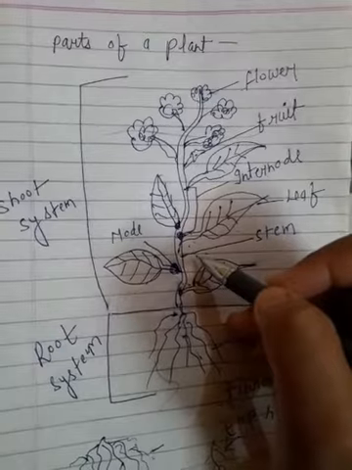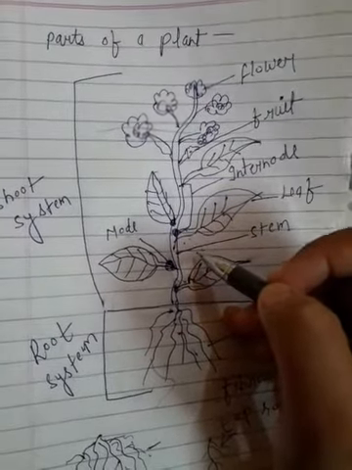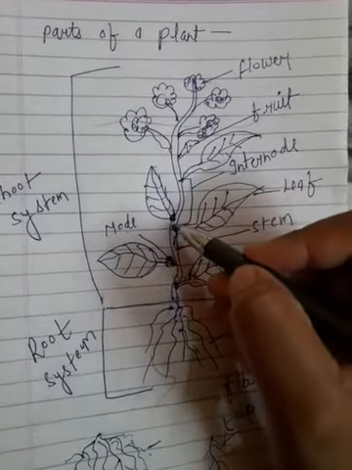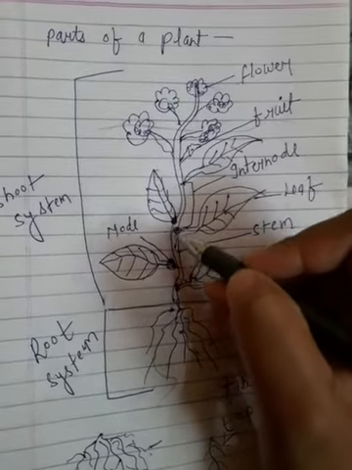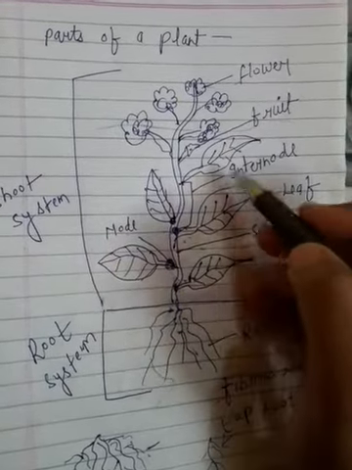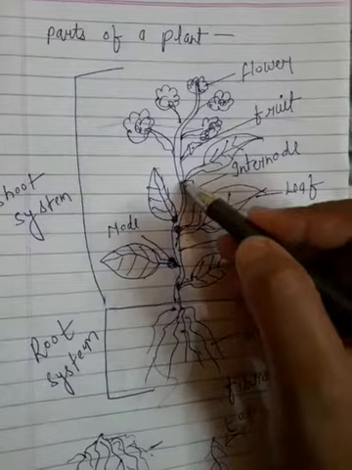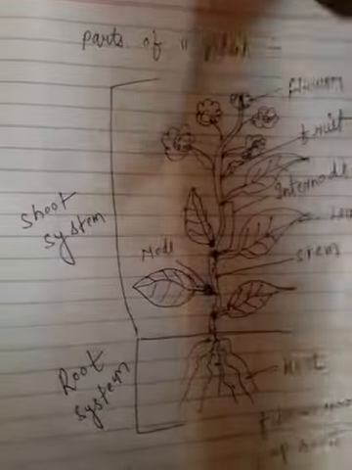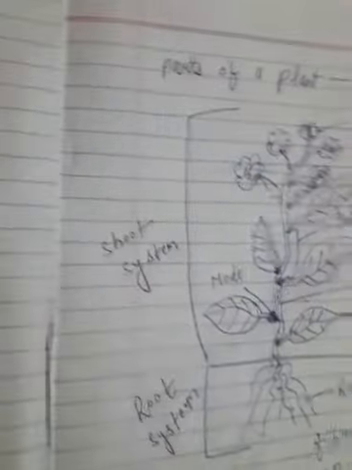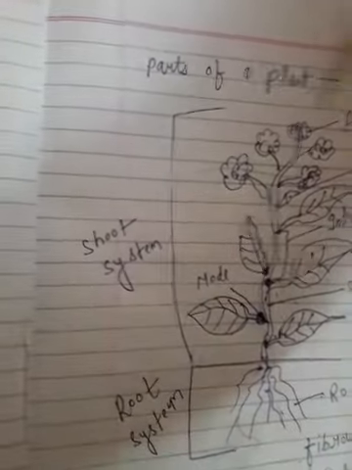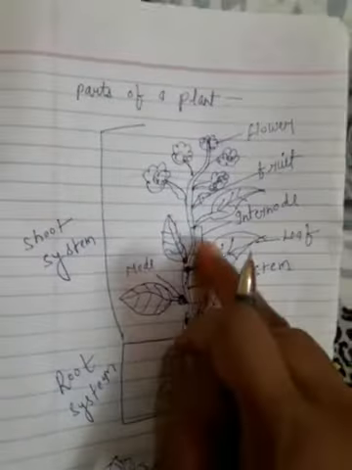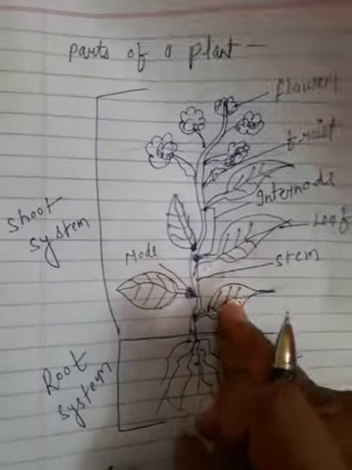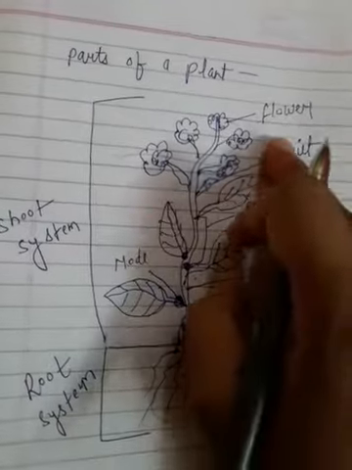And the part of the stem in between two successive nodes is called the internode. Now examine the upper part of the stem. You will find flowers and fruits.